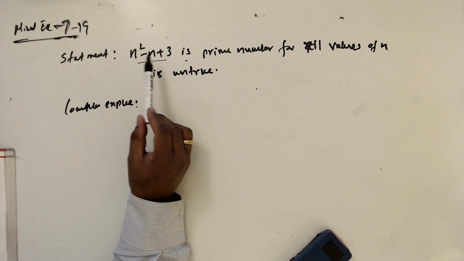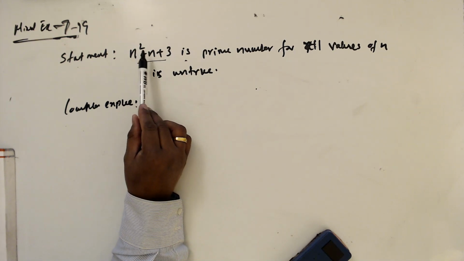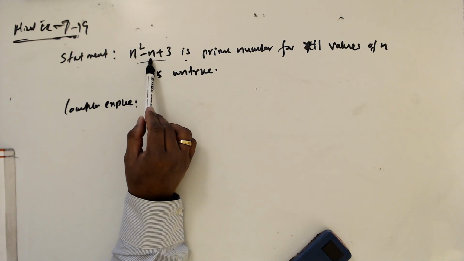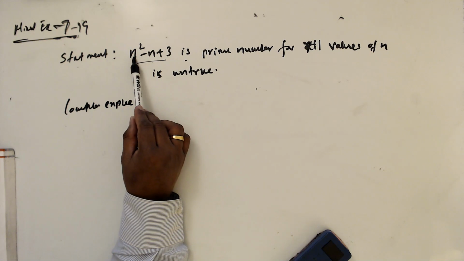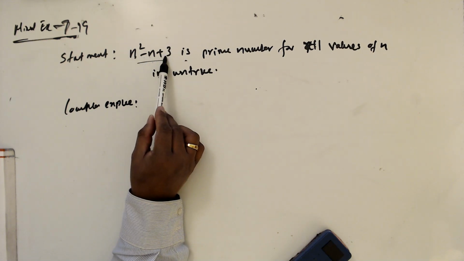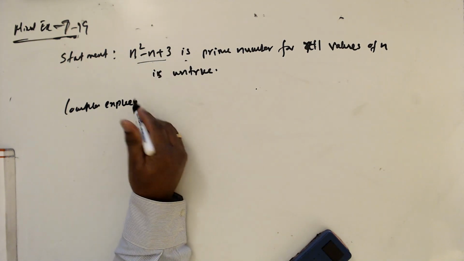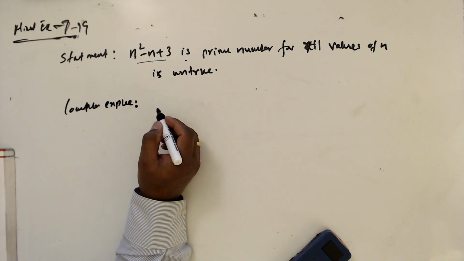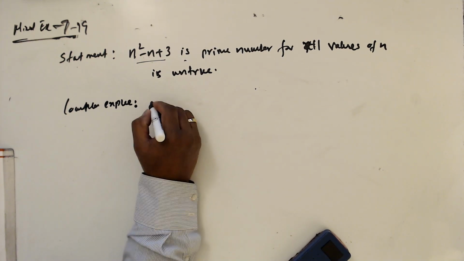Then n equals 3. 3 squared is 9. 9 minus 3 is 6. 3 squared is 9, 9 minus 3 is 6, plus 3 is 9. 9 is not a prime number. So, a counterexample.